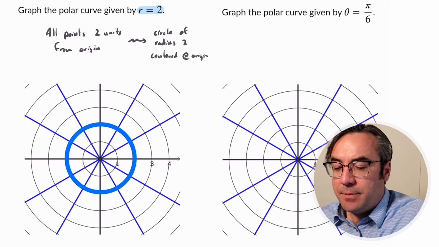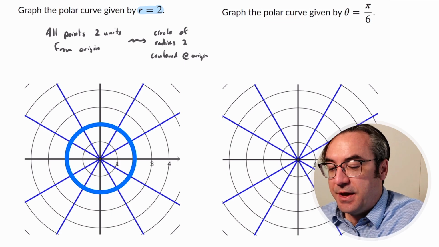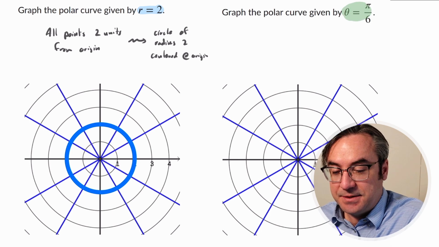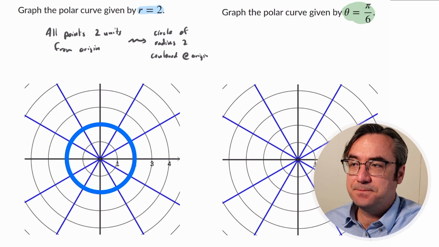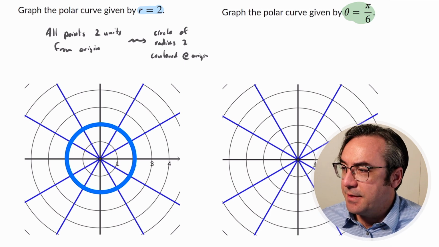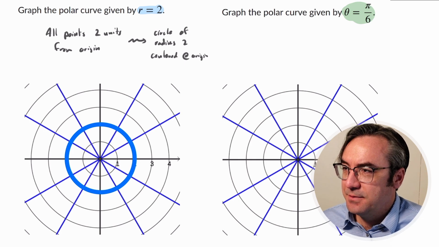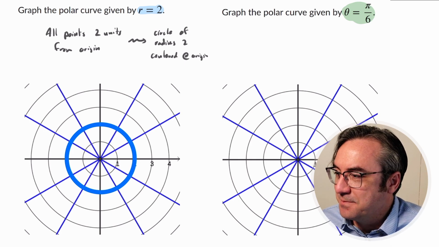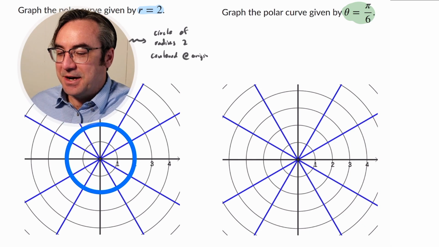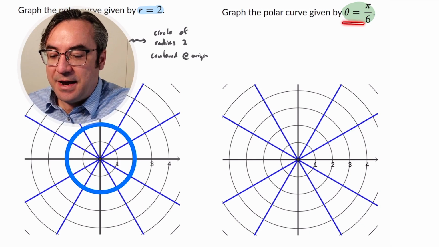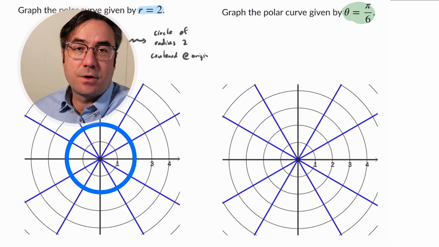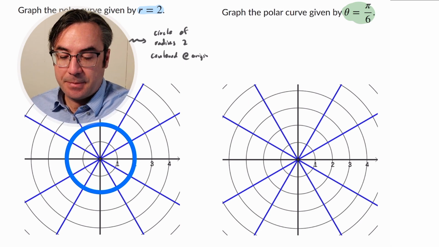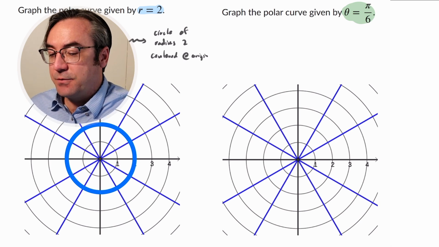Okay. Now what about a polar curve that's in the form theta equals a constant? So in this case, we'll see theta equals pi over 6. And let me get out of the way here. All right, so we want to find essentially all the points that have a polar representation where their theta coordinate is pi over 6. So first of all, let's find the pi over 6 ray.